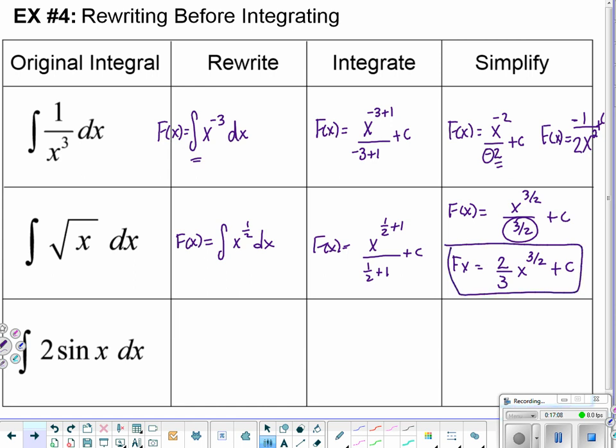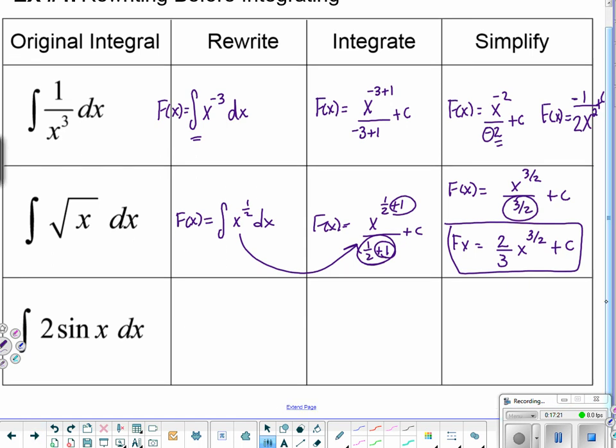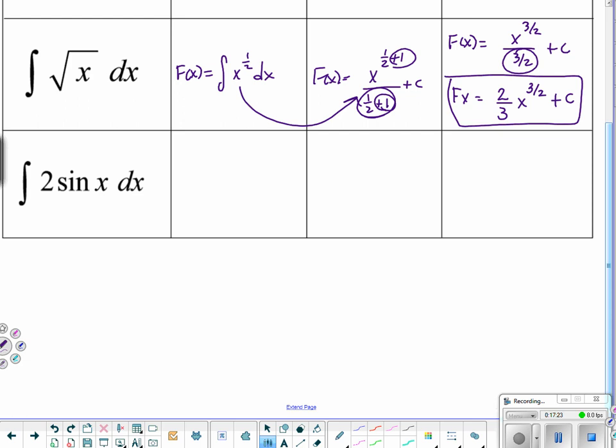There's how I'd like you to format your final answer. So at the moment that I started adding powers, right? I added 1, I divided by that new power. That's when I drop the integral symbol because I no longer need to continue to antiderivative it.